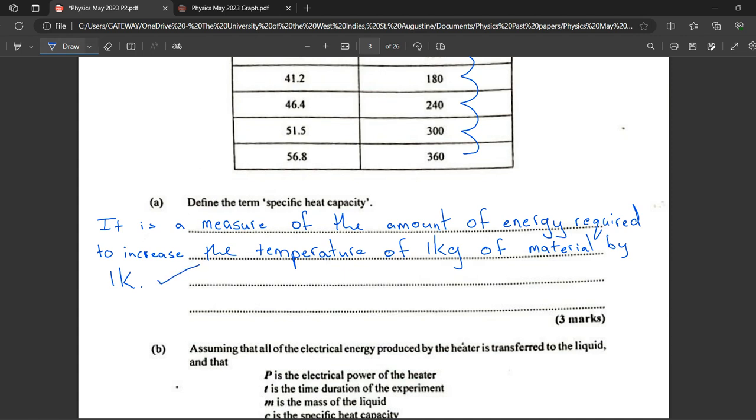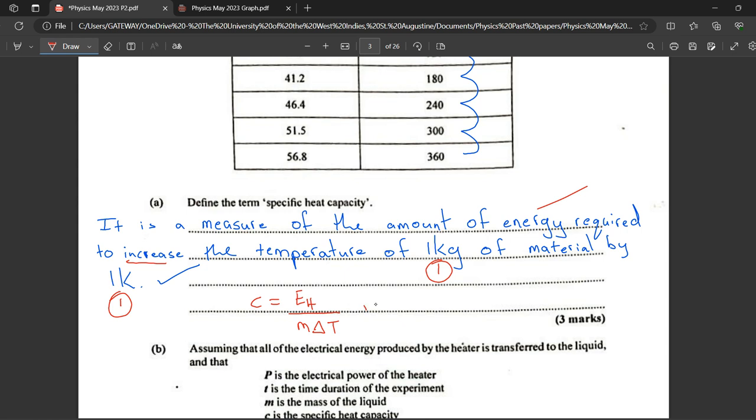So this here should get 3 marks because they just said to define it, right? You have to be specific with the amount of mass, which is 1 kilogram. You have to be specific with the temperature, and you have to state it is a measure of the amount of energy required to increase the temperature of 1 kilogram of a material by 1 Kelvin. Basically, it had to make sense like this, and you had to have the 1 kilogram and the 1 Kelvin. But if you want to guarantee the marks, you could also put the formula. Specific heat capacity, c, is equal to heat energy, which is E_H, all over mass times change in temperature.